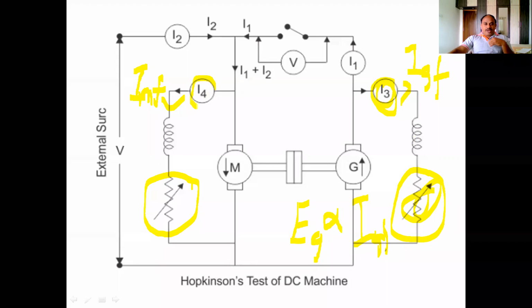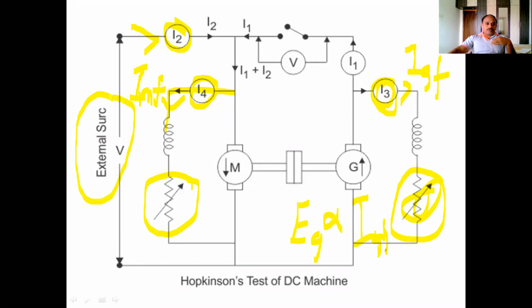This is also an ammeter. This ammeter measures current through this motor field rheostat. This is ammeter 2. This ammeter measures current taken by the set from the external source. This is the external source. Next, this is the total current.